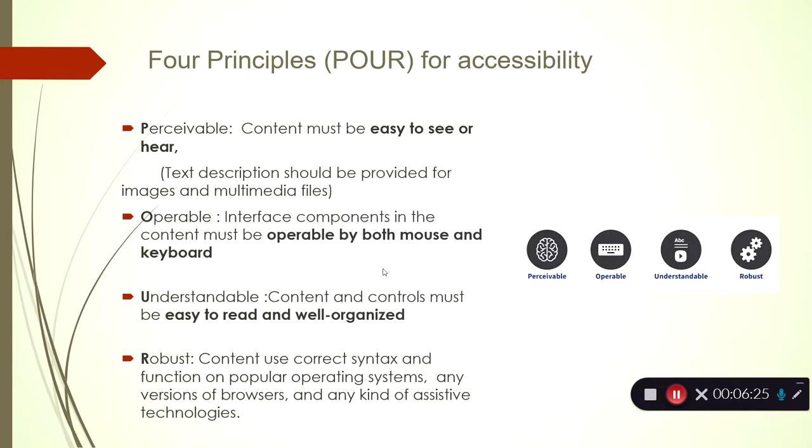If you are designing your own website, you can just focus on the basic accessibility, but when you are designing a website for a big organization, then you have to consider these 4 principles called the POUR principle, easy to remember. That is perceivable, operable, understandable and robust. Perceivable means the content must be easy to see and hear.